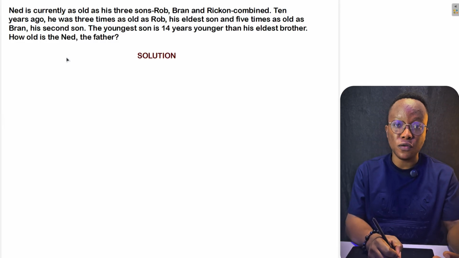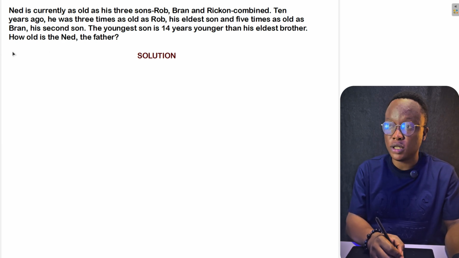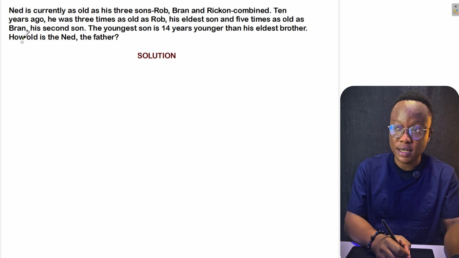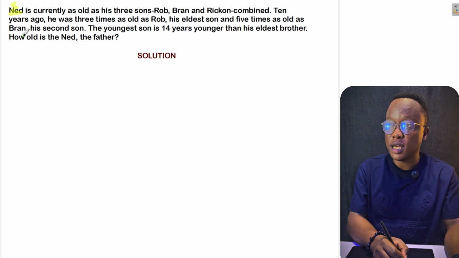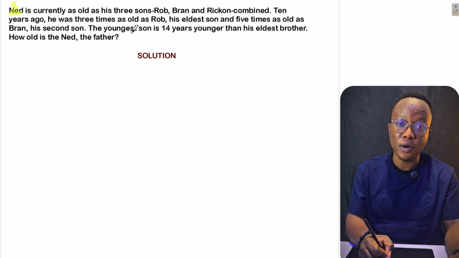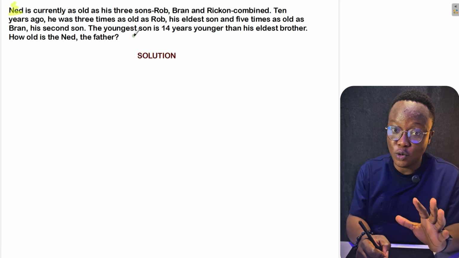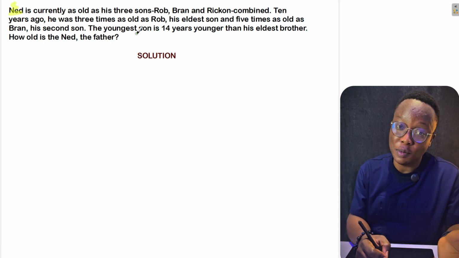Today we'll be solving a word problem in algebra. And the question is, Ned is currently as old as his three sons, Rob, Bran, and Rickon combined. And some of you might already know where I got my reference from. Don't mind me, I'm a GOT fan.